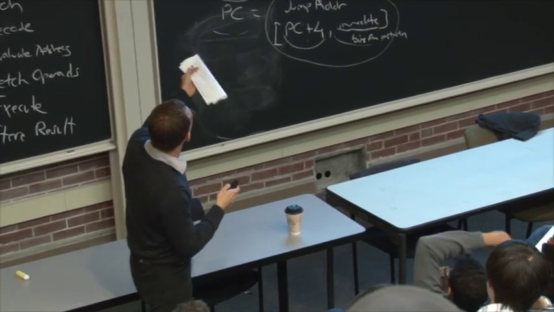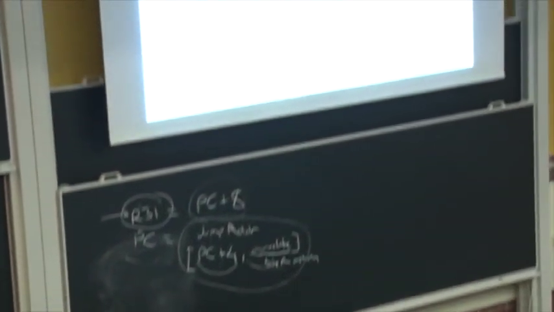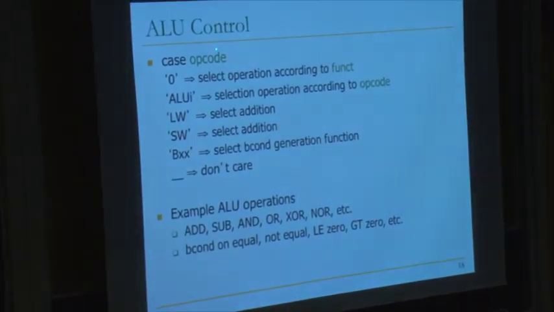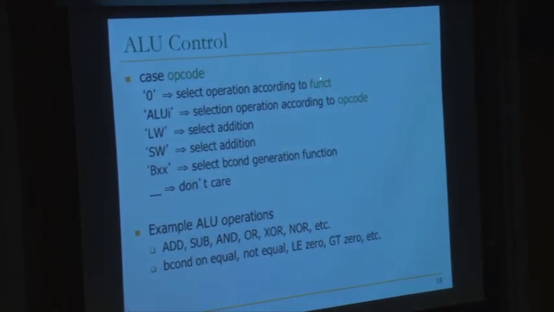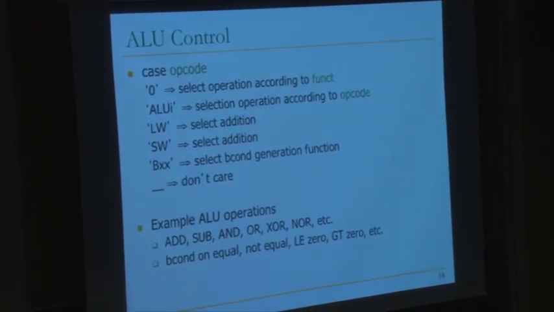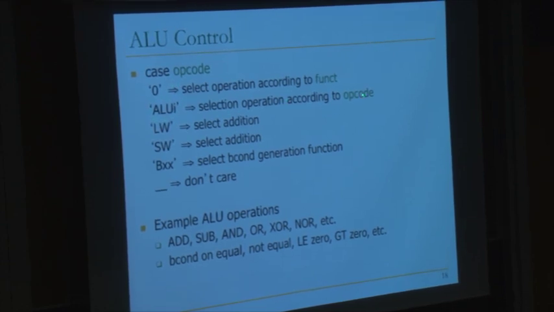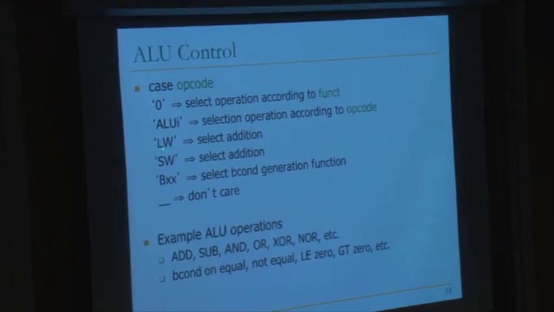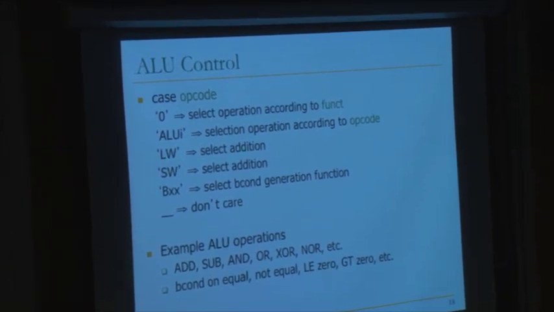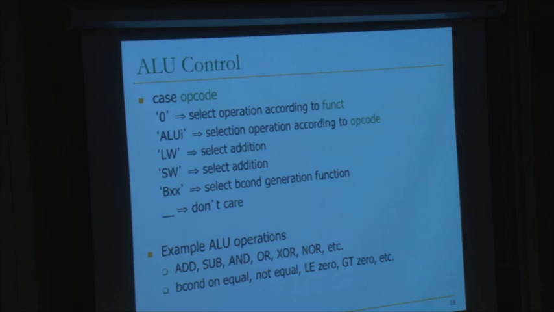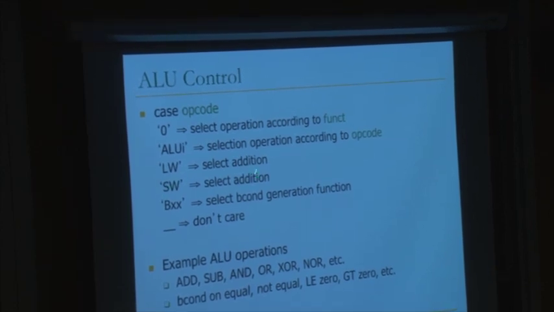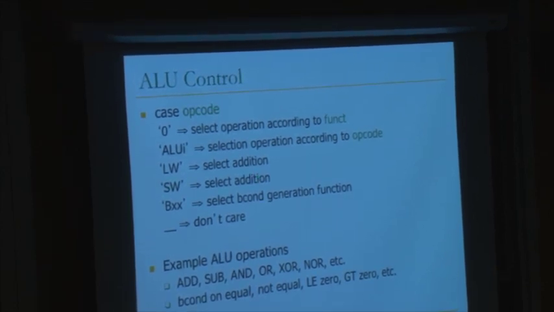Okay, ALU control is similar basically. You could do something like this, right? Depending on the opcode. If the opcode is 0, the ALU operation is selected according to this function. Remember that? If your opcode is 0, your function is specified at the bottom of the instruction bits. Or if your opcode is immediate ALU operation, you select the operation according to opcode. If it's a load, you select addition because you need to calculate address, right? Similarly, store, the function of the ALU should be addition again because you calculate address.